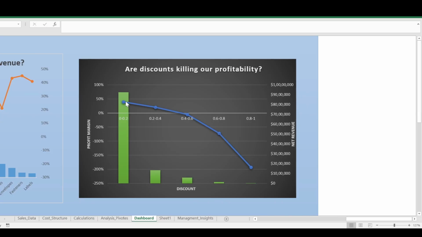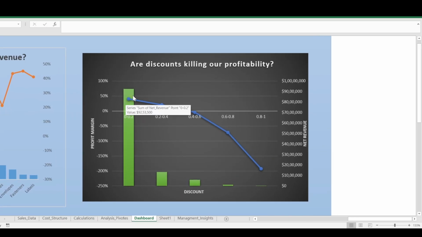So the next visual is the discount versus the net revenue. This visual analyzes how discount affects sales and profitability. Discount between 0 to 20% generates healthy sales and profit. High discount levels significantly reduce profit margin and lead to losses. Here we can see clearly the high discount killing the revenue.